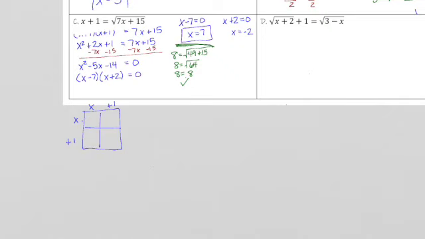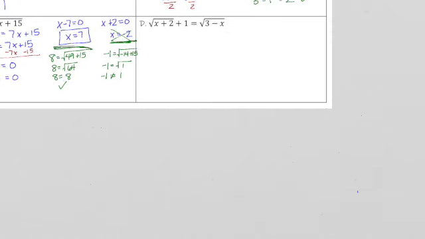Now let's check the negative 2. Negative 2 plus 1 is negative 1 equals the square root of 7 times negative 2, which is negative 14, plus 15. Now I can already tell this isn't going to work because of that negative, but just keep going. Negative 1 does not equal positive 1. So this cannot be a solution. It is an extraneous solution. So our only answer is x equals 7.